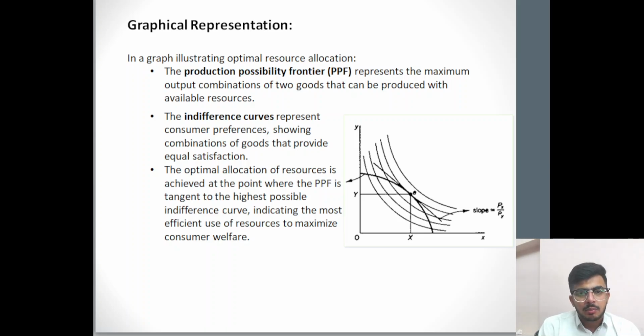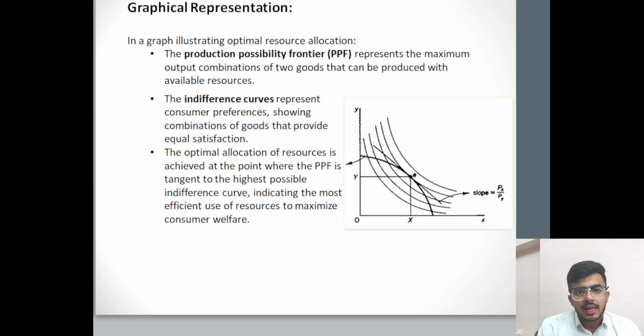So this is the graphical representation of optimal resource allocation. The production possibility frontier represents the maximum output combination of two goods that can be produced with available resources. And the second is the indifference curve, which represents consumer preference, showing combinations of goods that provide equal satisfaction. And the third is that optimal allocation of resources is achieved at the point where the PPF is tangent to the highest possible indifference curve, indicating the most efficient use of resources to maximize consumer welfare.